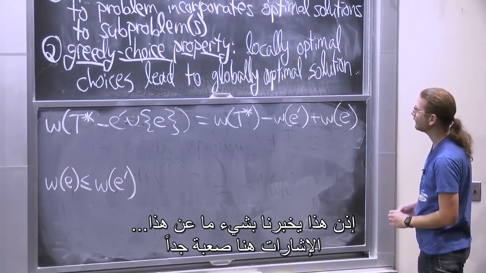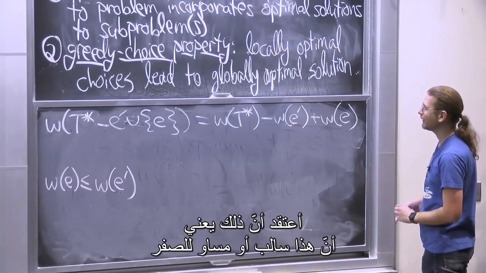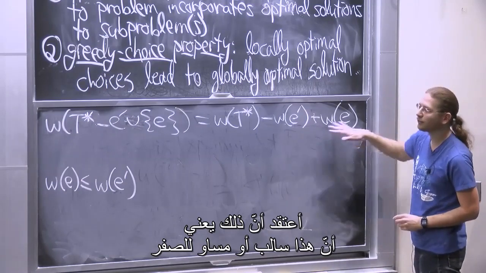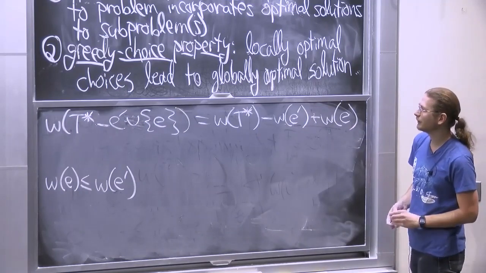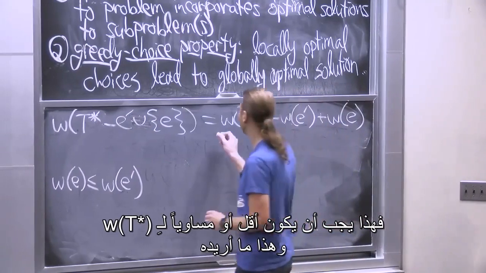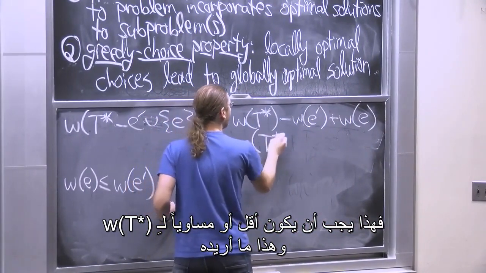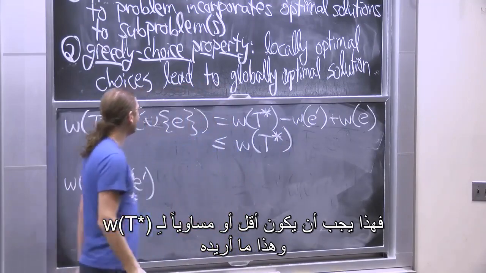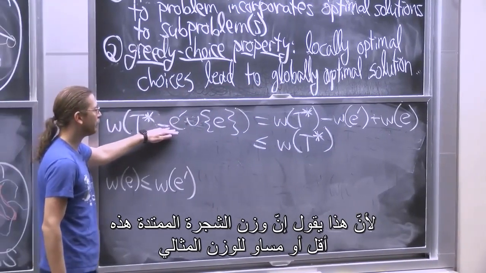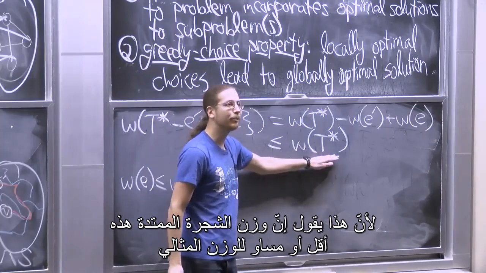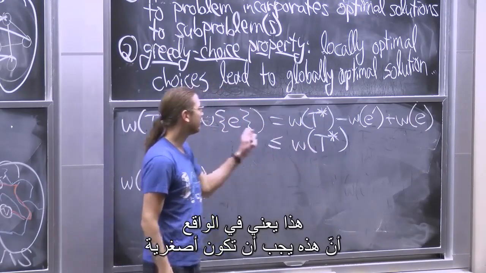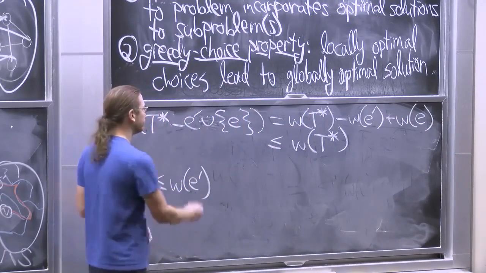Signs are so difficult. I think that means that this is negative or 0. Right? So this should be less than or equal to W of T star. And that's what I want, because that says the weight of this spanning tree is less than or equal to the optimum weight, the minimum weight. So that means actually this must be minimum.